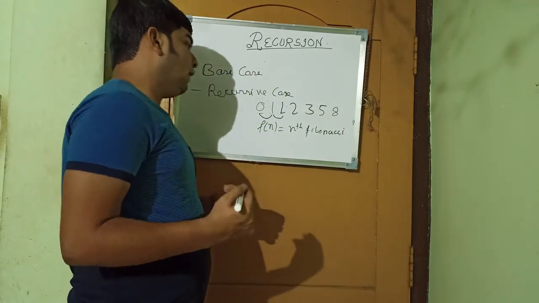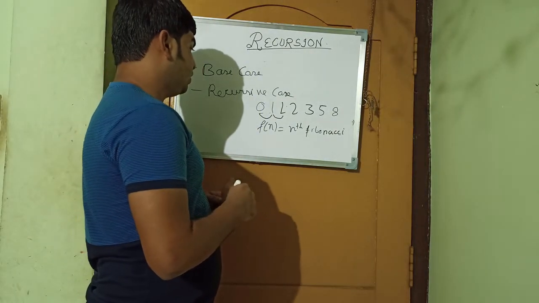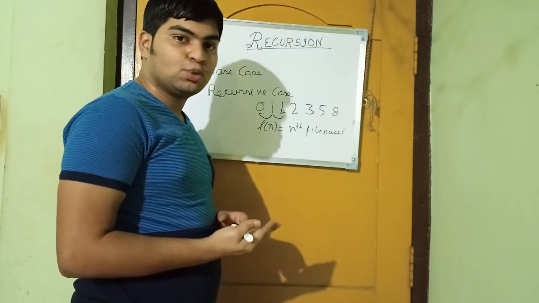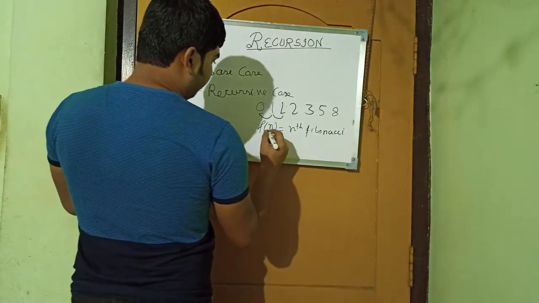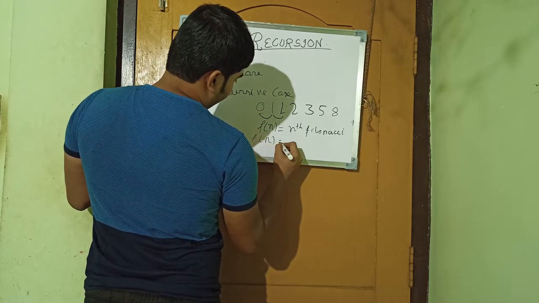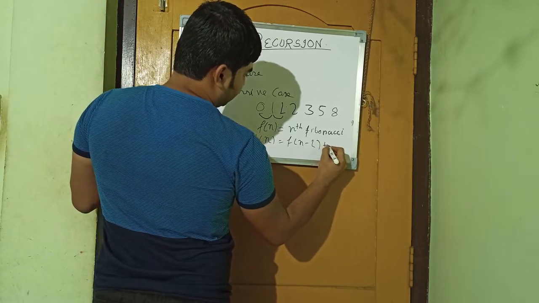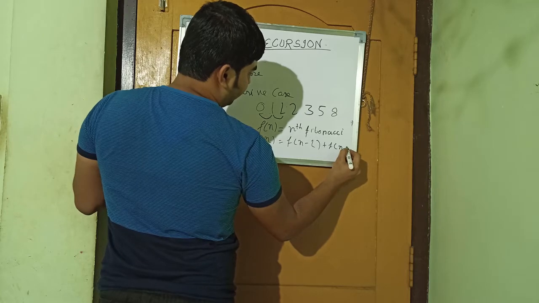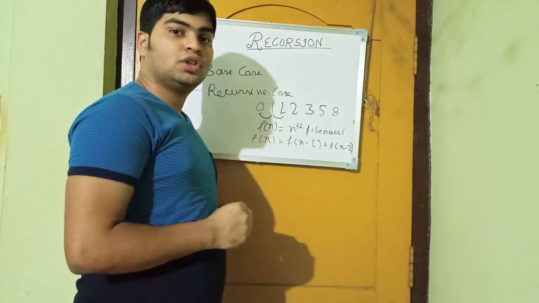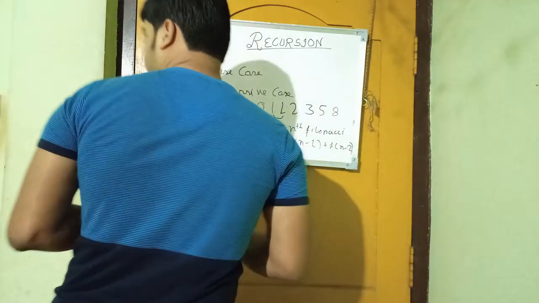So now how can we break this into simpler problems? As we all saw, we are summing up the (i-1)th number and the (i-2)th number. So what will be our recursive case? f(n) is equal to f(n-1) plus f(n-2). So this is our recurrence relation. Now let's build the recursion tree and see how it works.